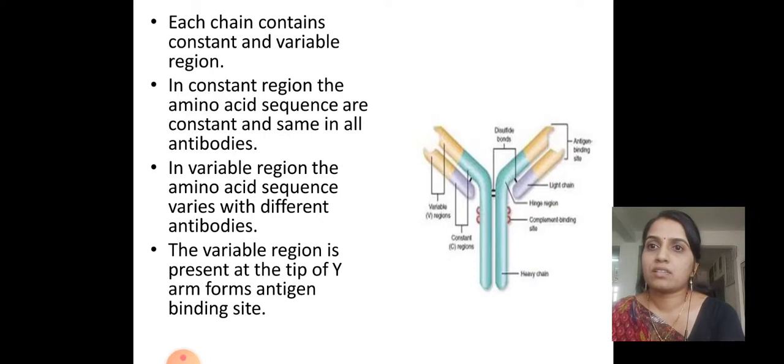Each chain contains constant and variable regions. In the constant region, the amino acid sequence is constant and the same in all antibodies. In the variable region, the amino acid sequence varies with different antibodies. So variable regions are the regions which change according to the antibody. The variable region is present at the tip of the Y arm and forms the antigen binding site.